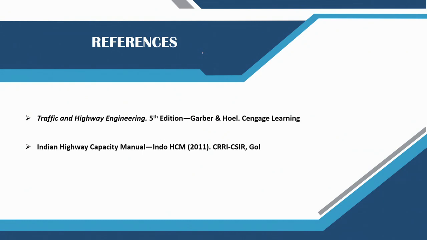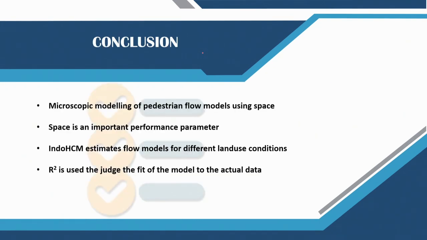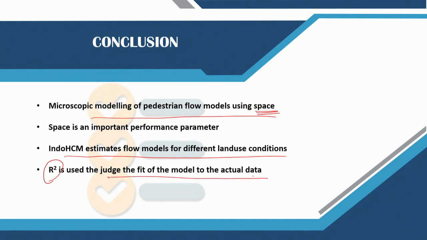So, that is all about the flow models for this lecture. Again, the references are provided. In conclusion, what we have looked at is the macroscopic modeling of flow models using space particularly, but also using the other 3 parameters. We have also looked at how the relationships vary for different land uses and different trip purposes, and we have introduced you to this terminology called R squared, which is a judge of how well your model is performing in relationship to the actual data. Okay? Thank you.